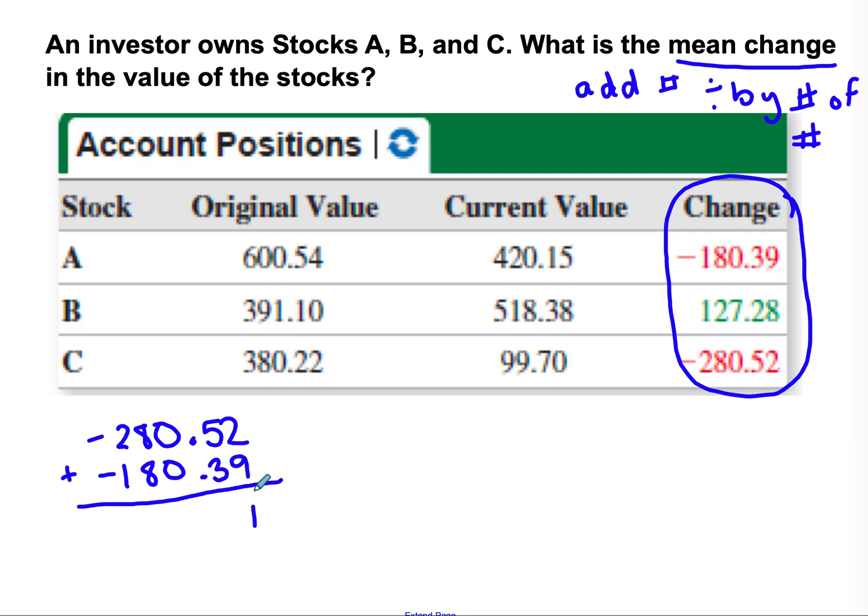2 plus 9 is 11. 1 plus 5 is 6, plus 3 is 9. 0 plus 0 is 0. 8 plus 8 is 16.